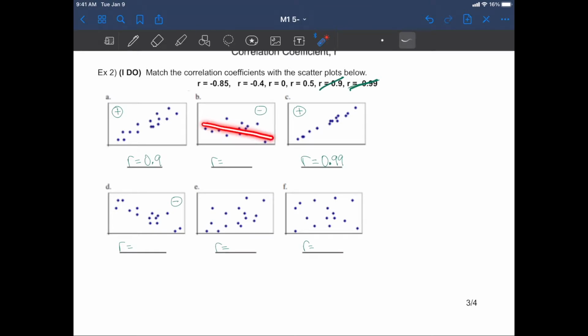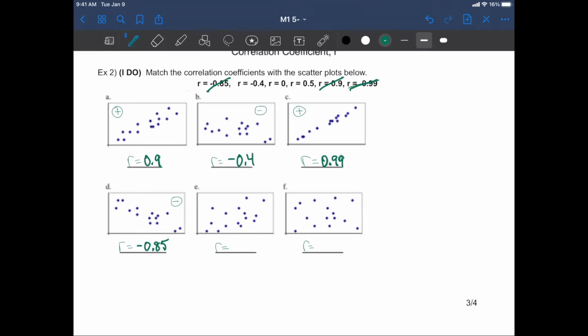I'm just kind of estimating where this might be. I think this is a stronger negative correlation, so I'm going to go ahead and say that that's negative 0.85. I'm just going to make this a little bit thicker. Okay, and then a negative 0.4. This one might be it.